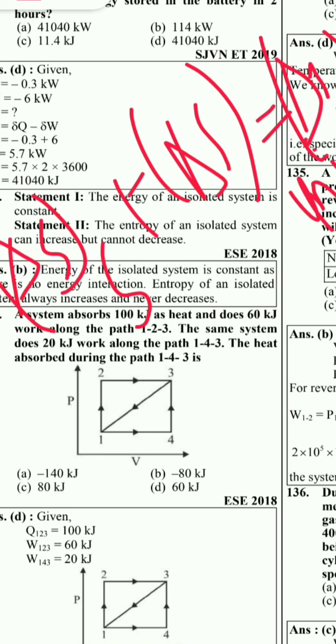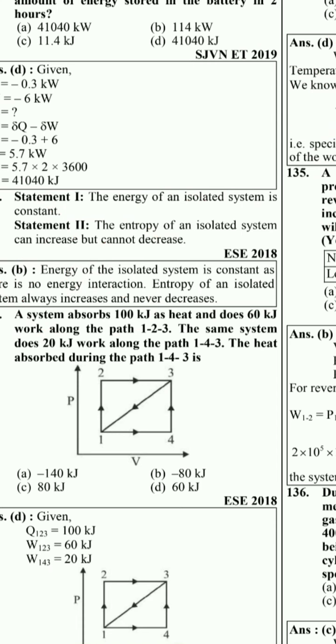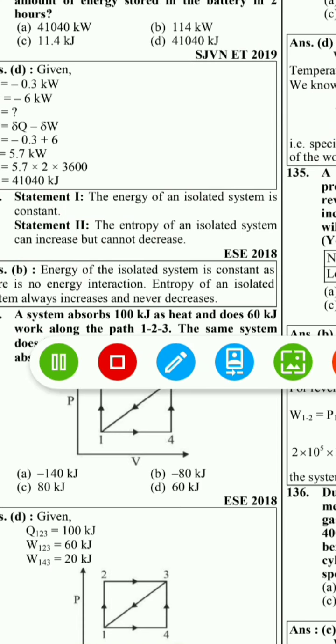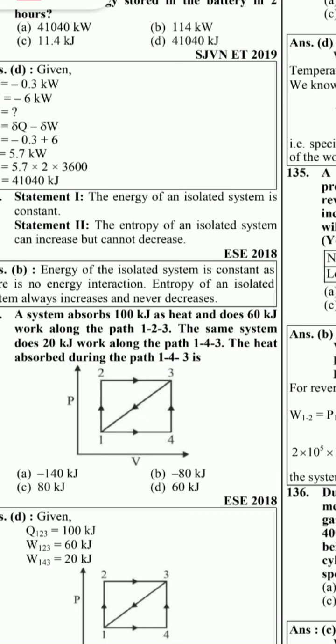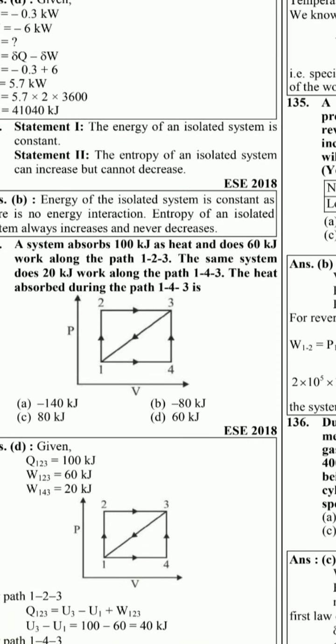So here, the entropy of an isolated system can increase, so it is true. That is, the entropy change of an isolated system increases; it cannot decrease, so it is a true statement. So both statement 1 and statement 2 are correct. Options are not given here, but both statements are correct.